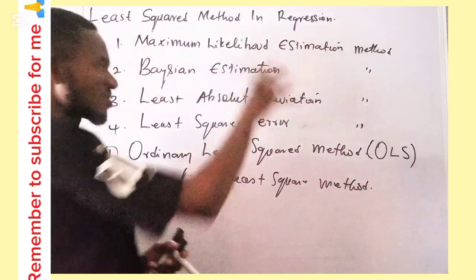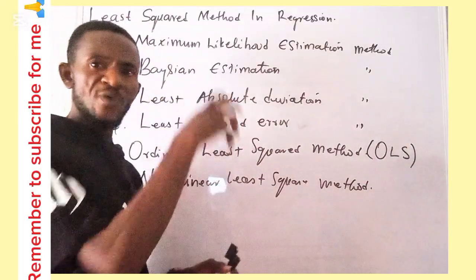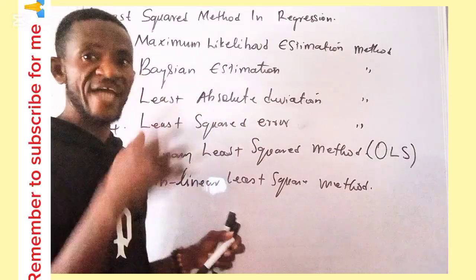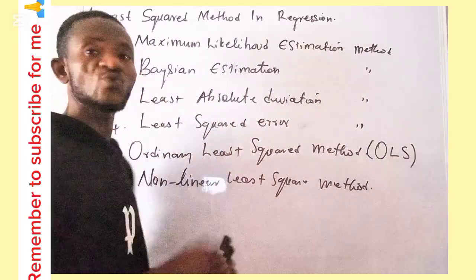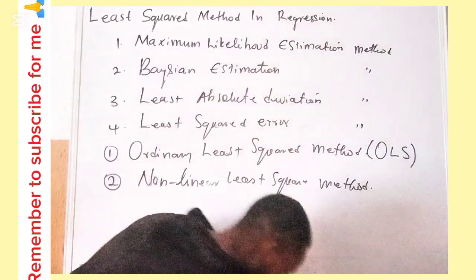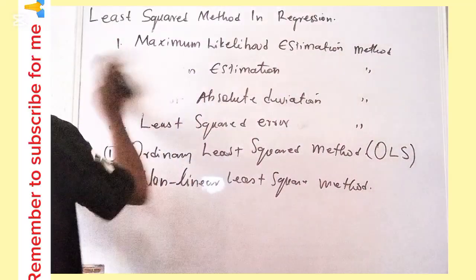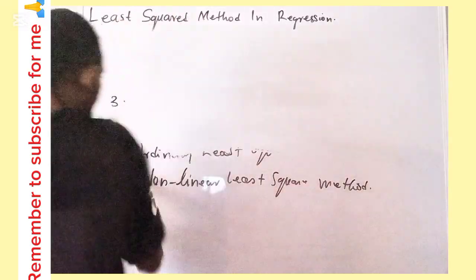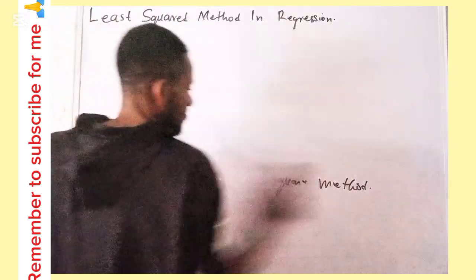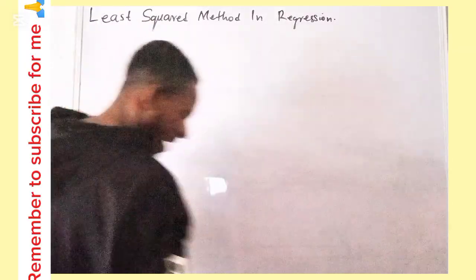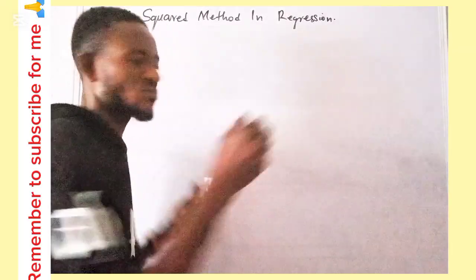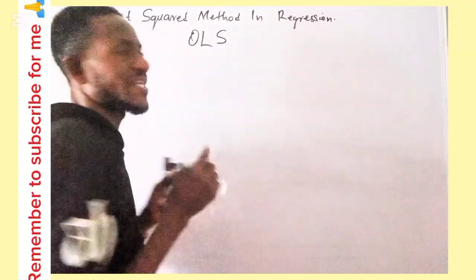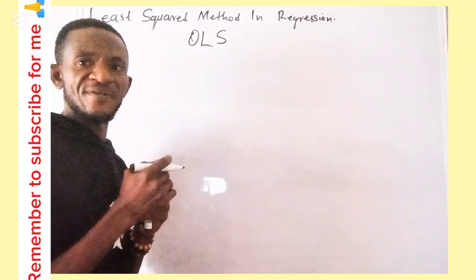So you are going to permit me to clean this board while we make a diagram of a linear regression and then explore in detail the least squared error method. So we are talking about the OLS, the ordinary least square method.